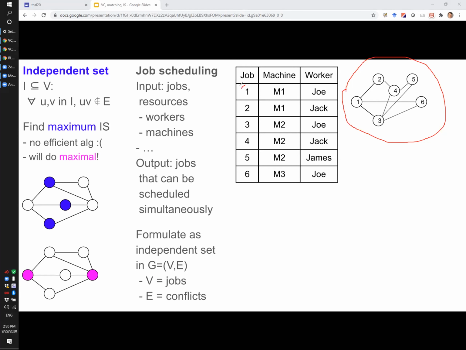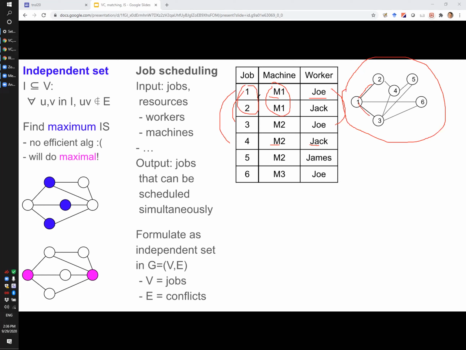So for instance, job 1 conflicts with job 2 because they require the same machine. So there is an edge between 1 and 2. Job 1 also conflicts with job 3. Yes, it does, because they require the same person. So they cannot be executed simultaneously, and so on. Job 1 doesn't conflict with job 4 because they're executed on different machines and by different people, and so on.